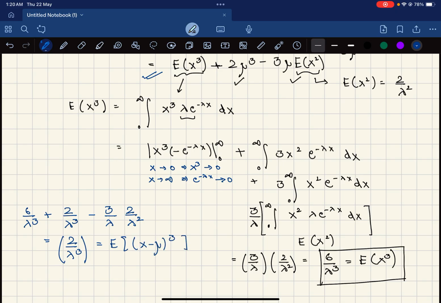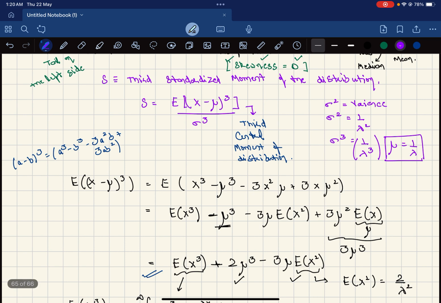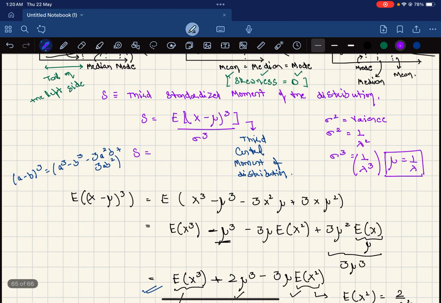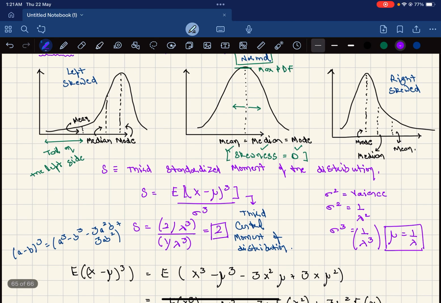Now that we have the third central moment, we can simply divide it by sigma cube to get the skewness. So we can write it here. The third central moment is given as 2 upon lambda cube. So we have 2 upon lambda cube, and sigma cube we already know is 1 upon lambda cube. Therefore we are left with the value 2. So the skewness of an exponential distribution is given as 2, which is a positive value here.